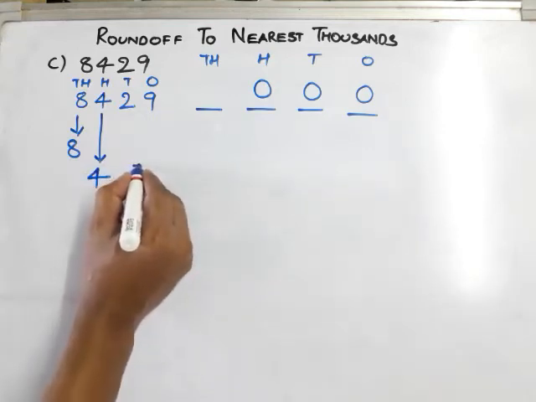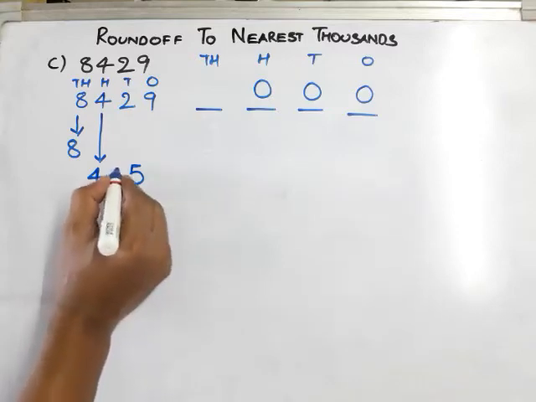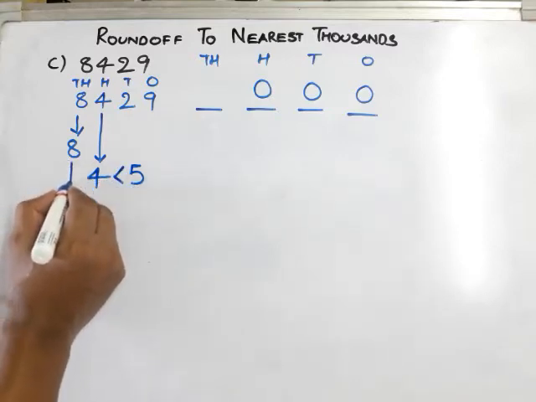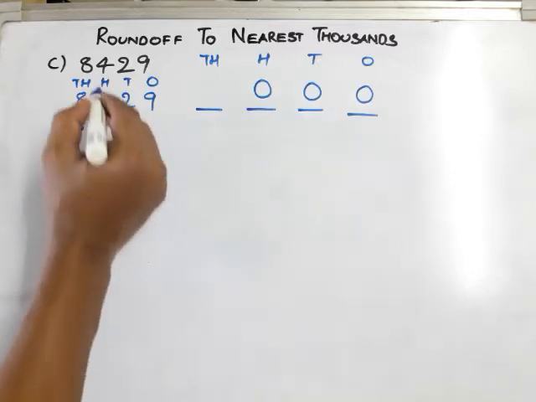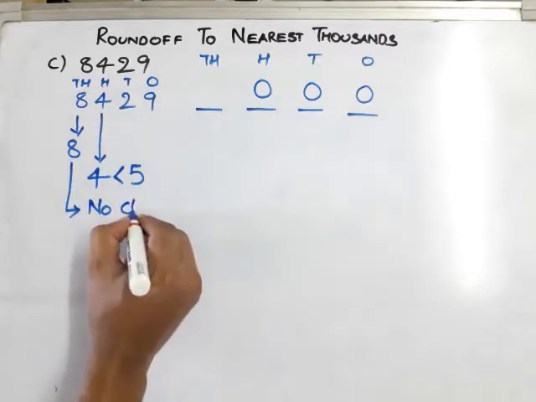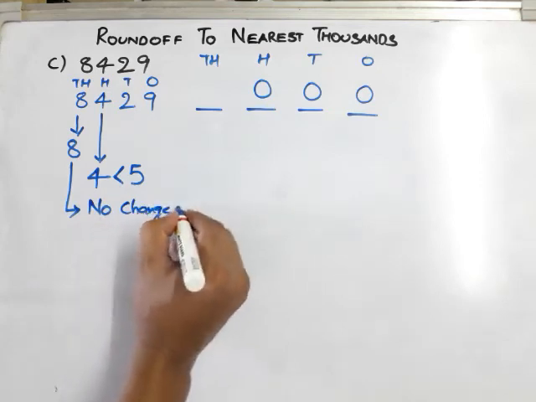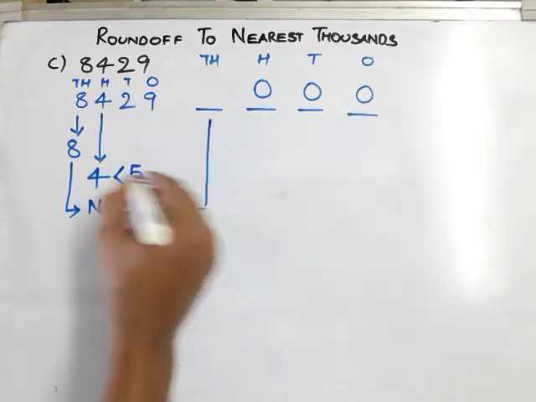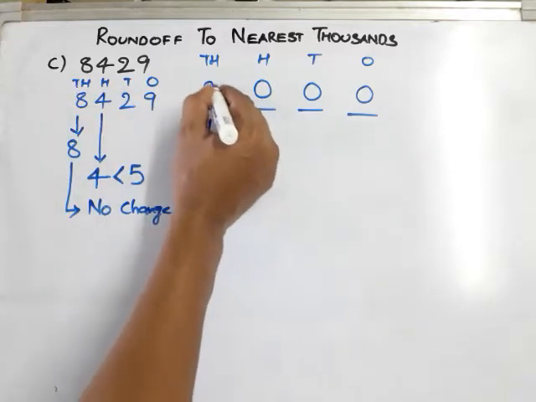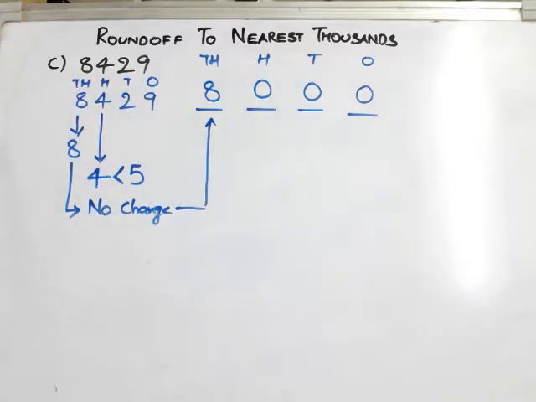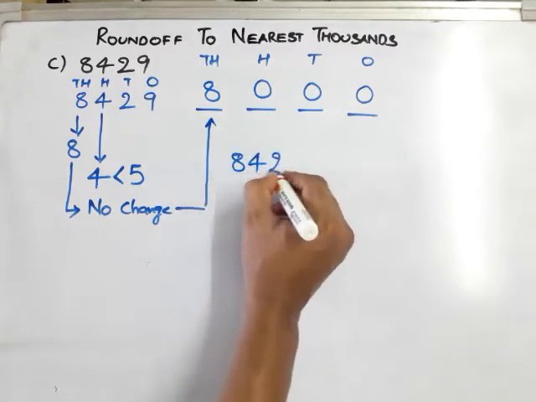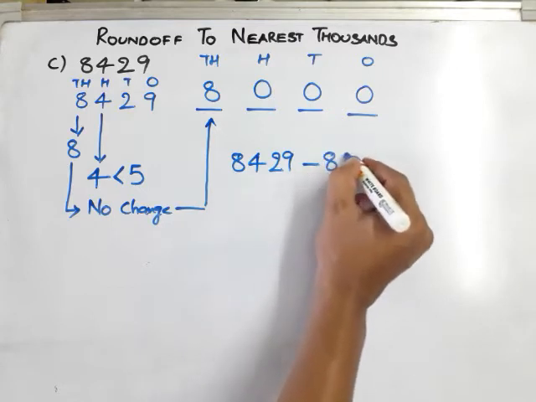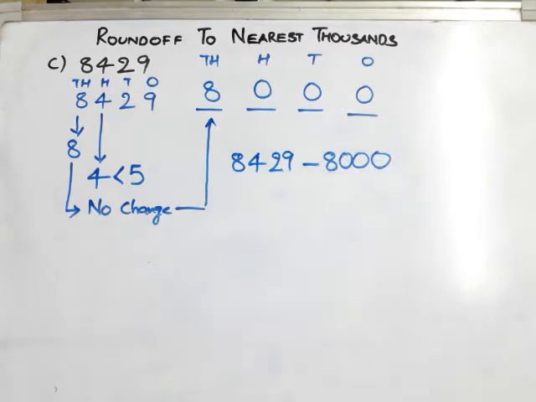As I told, always we will compare with 5. 4 is less than 5, so what will happen to the digit in the thousands place? No change, because the digit in the hundreds place is less than 5. Hence the value in the thousands place will stay as it is. Therefore, the rounded off value of 8429 is 8000. Okay.